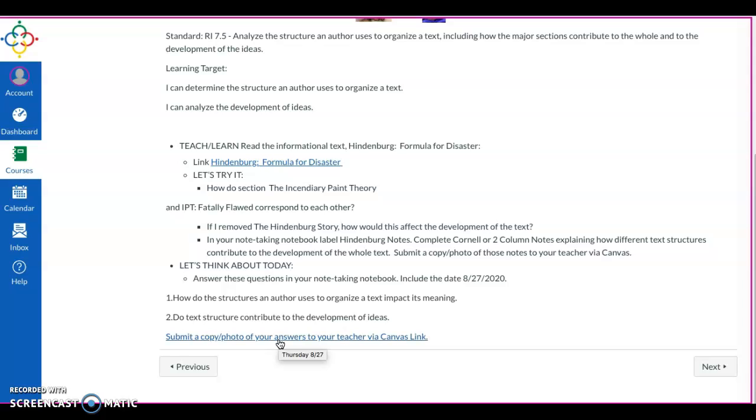Please go to the home page, look at the organization of your notebook and assignments so you can see how I have this set up in 2-column notes for you, and with the line at the bottom so that you can answer the 2 questions.